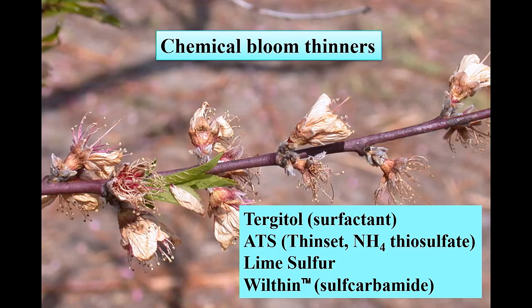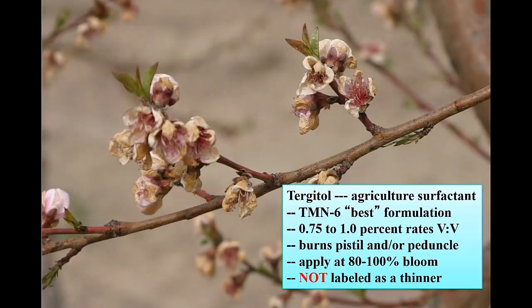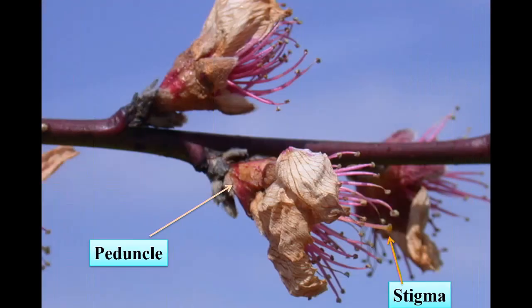Lime sulfur, if you're doing organic, and Wilthin were labeled for thinning, and at the rate that they asked us to use, it just wasn't enough. We ended up with a lot of buttons, and it's hard to come back and fruitlet thin when you know half of them are going to stay on as buttons. We won't get into Turgidol, but it worked pretty well.